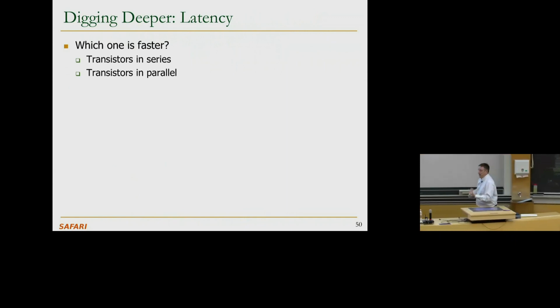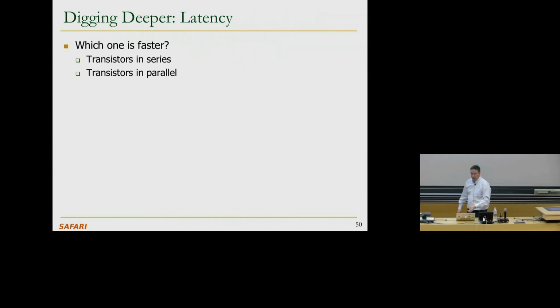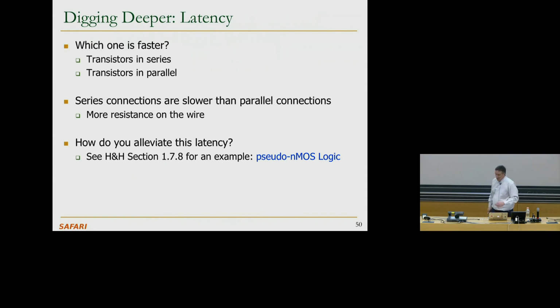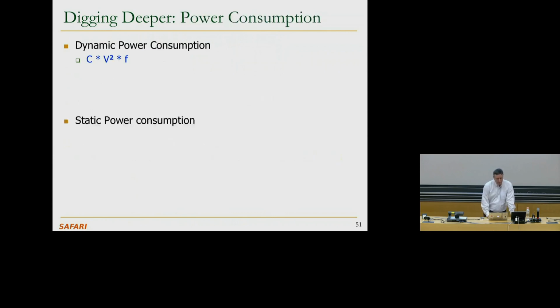So there is a way, or there are some electrical properties which depend on how you connect them. Once again, the series connections are slower than parallel connections. And what can we do about this? You can read more in your books, because we are not going to go into the details of what is happening here. Now, there is one more thing that we need to briefly talk about.